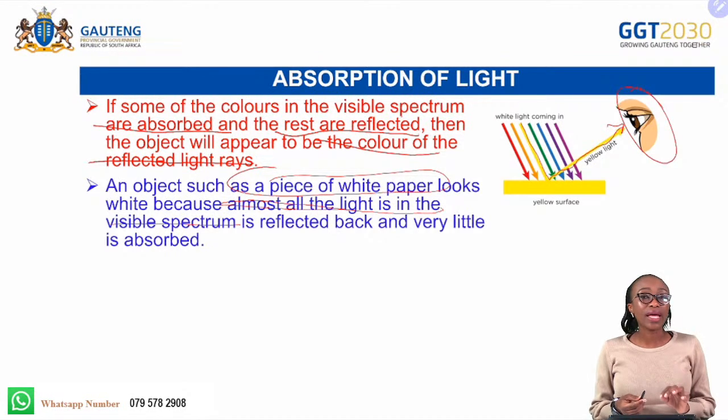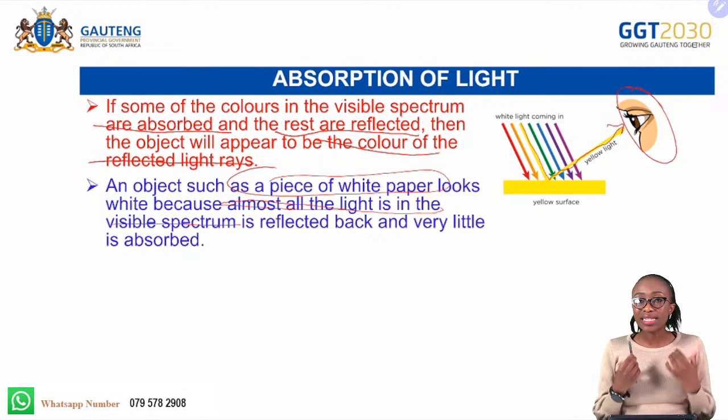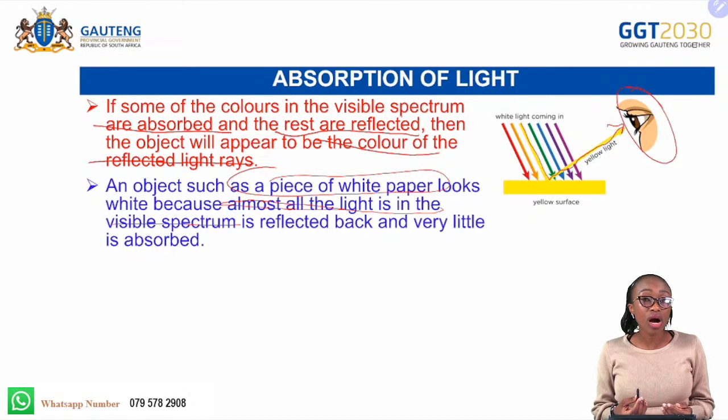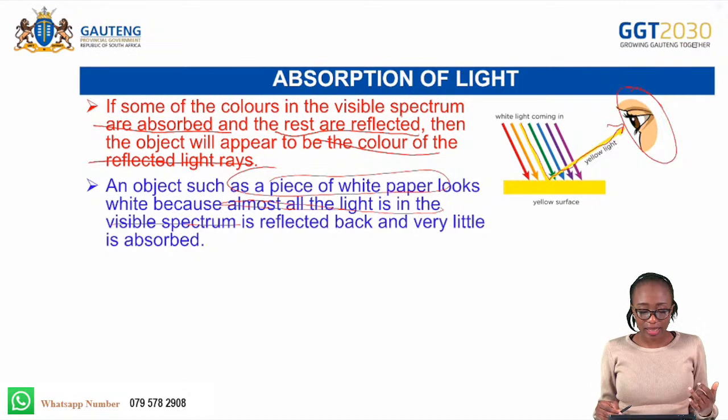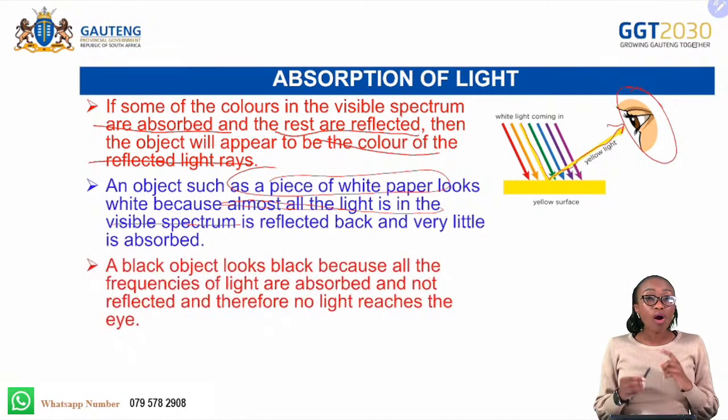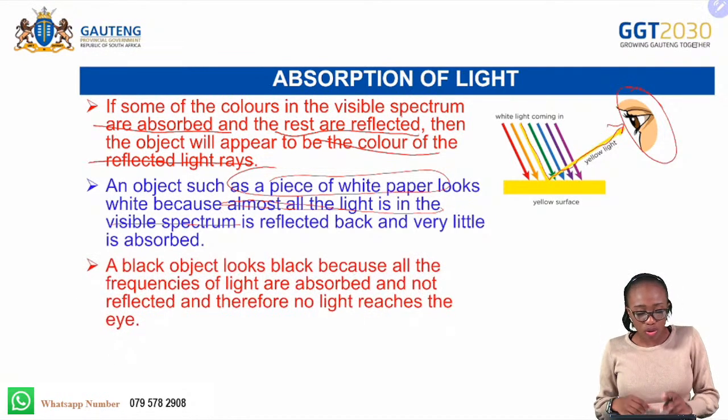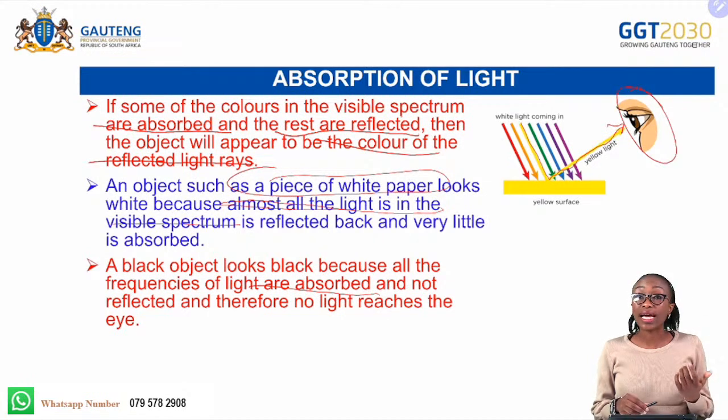But if you see black, it means all of the light rays are being absorbed. So none of them are going to reach your eye, and which means your brain is not going to be able to interpret anything from that, and then it registers the color as black. So a black object looks black because all of the frequencies of light are absorbed and they are not reflected, therefore no light reaches the eye.